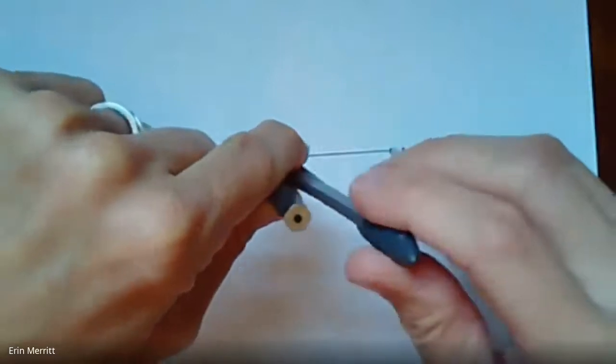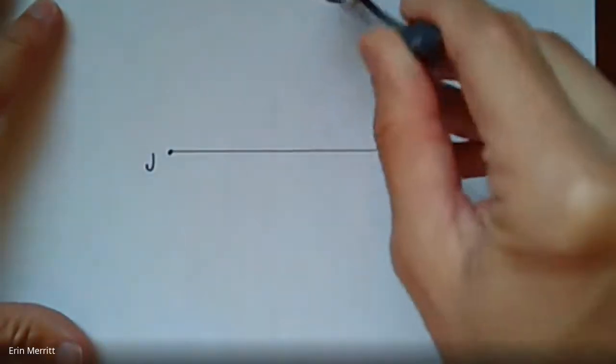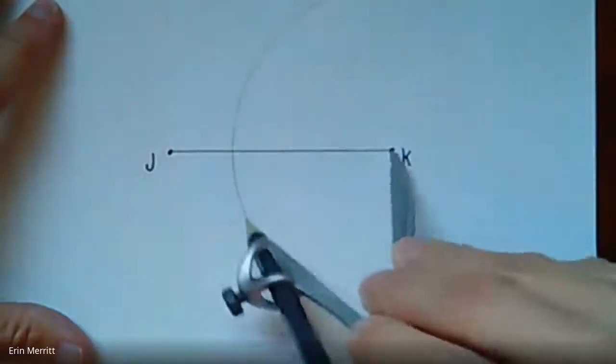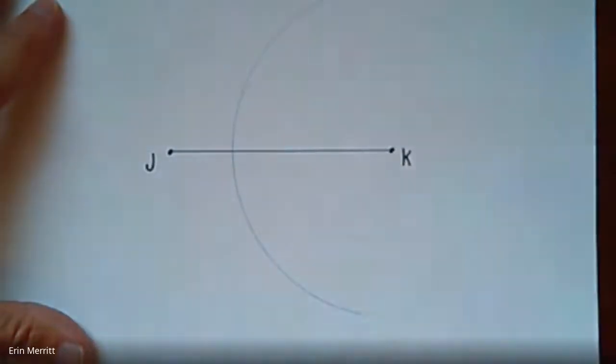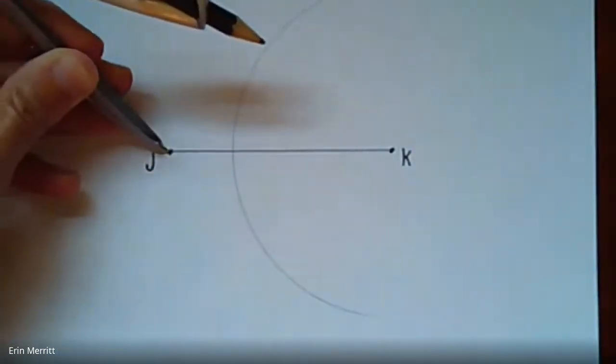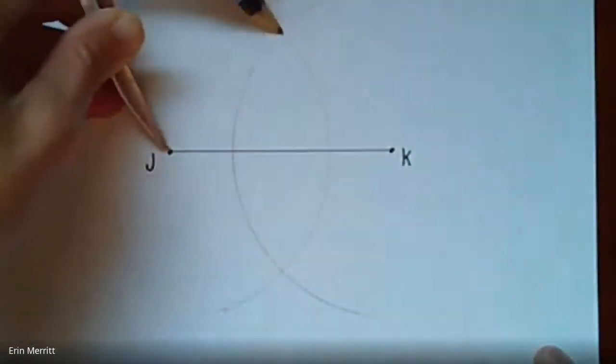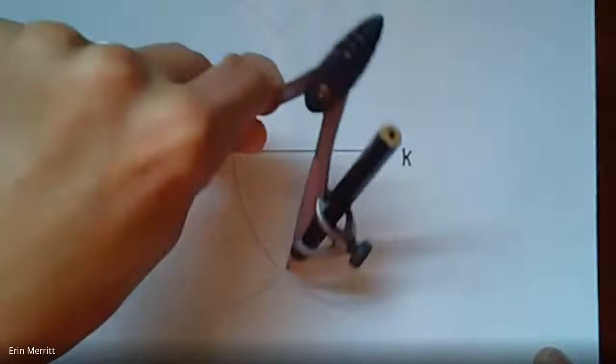So the directions say about 3/4 of the way. That's a pretty good estimate. All right, so about right here. And I'm going to swipe a big arc, so almost a semicircle. Give yourself a big arc there. And now keep the compass exactly the same. Go put the pointer on point J and swipe the exact same thing from the other side. So big old, almost a semicircle there.